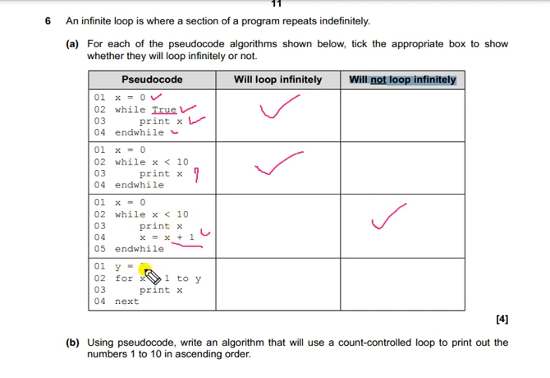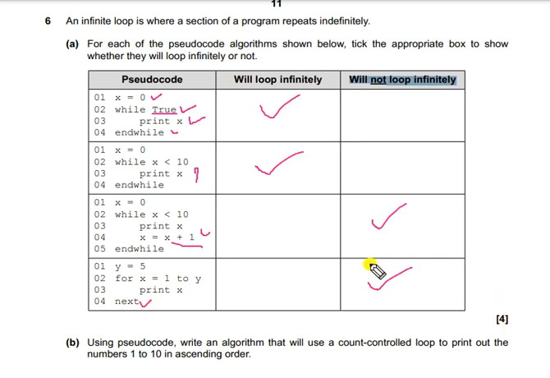Then here we are taking a variable y as 5 and then we are saying that x will take the values from 1 till 5. And then we are using next here. That means automatically the value of x will get incremented by 1 in each pass. So initially x is 1, we will print 1, then next will increment x by 1, then we'll have 2, print 2, then next will give us 3, then print 3, and therefore this loop is not going to loop infinitely. So if you put the correct ticks, you will get full 4 marks.